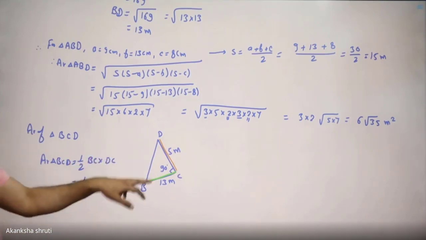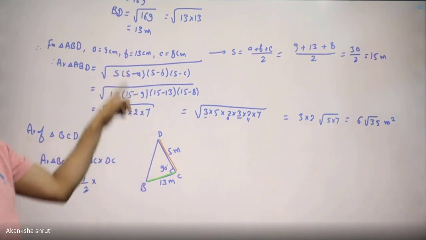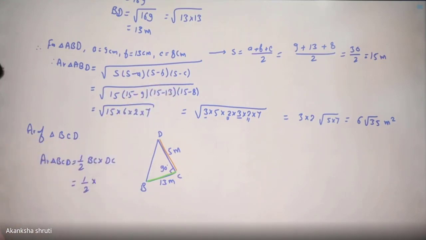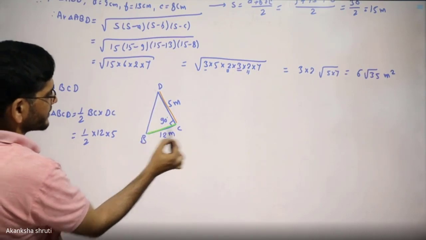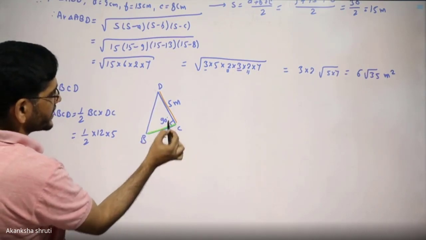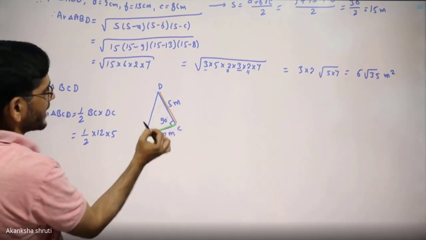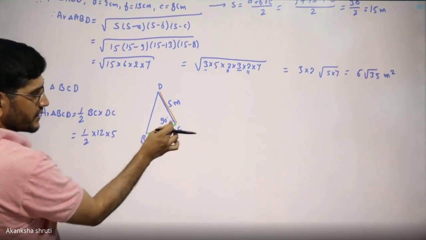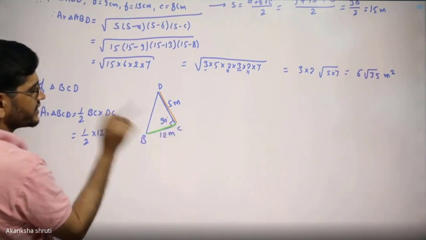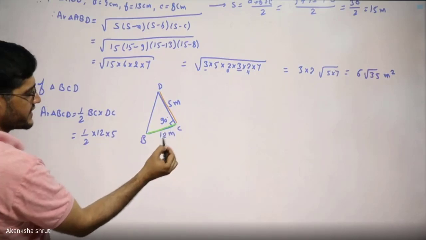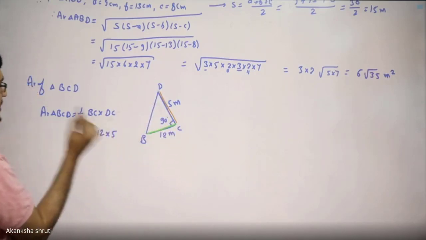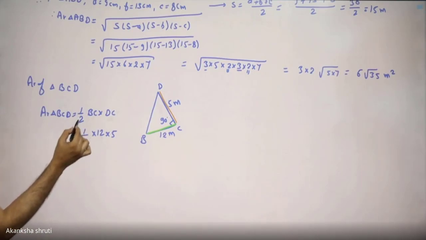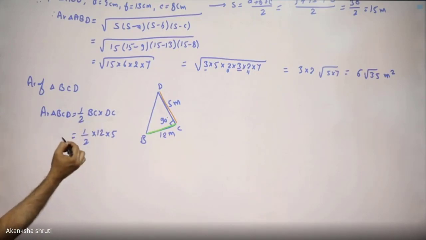Otherwise, if we are taking this BD, then using Heron's formula, it will take a few more seconds. For the triangle BCD, we are given BC as 12 meter and CD as 5 meter. Here angle C is 90. Therefore, this BC can act as the base and DC can act as the perpendicular. So the area of the triangle can be calculated by half into base into perpendicular.